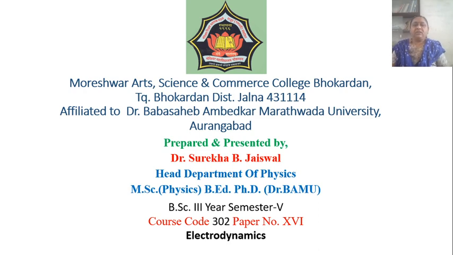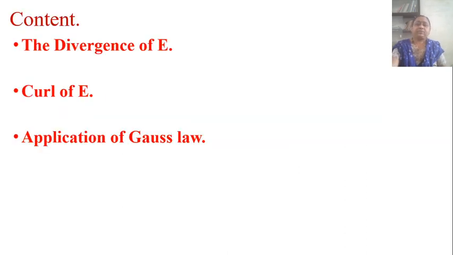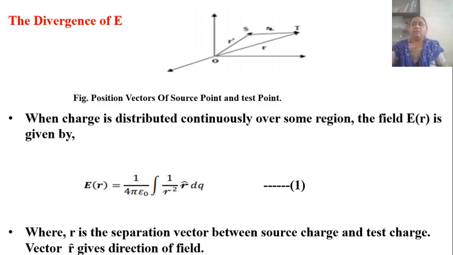Today we will see Electrodynamics, paper number 16, course code number 302, semester 5. Now, in this lecture, we will study the divergence of E, curl of E, and application of Gauss law. The divergence of E.